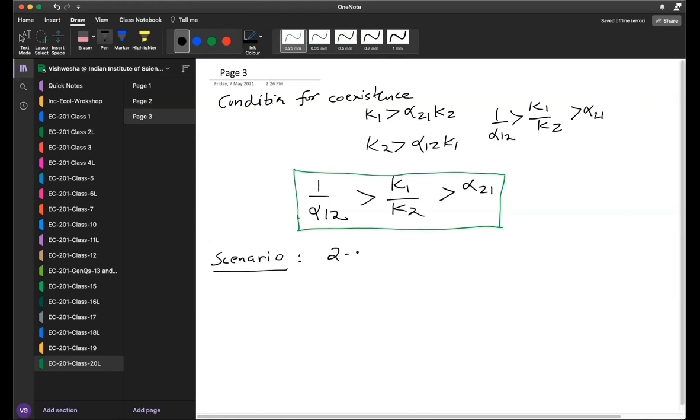Consider a scenario. The two species are, let's say, generalists. Do you understand the meaning of generalists? And they rely little on a common resource.